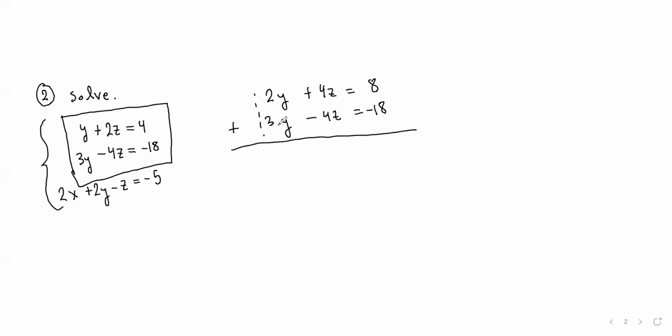And so we just add along the columns, making sure the variables match up. 2y plus 3y is a 5y. 4z minus 4z is a 0. And equals, and 8 minus 18 is a -10. So off to the side, what this really is without the 0 is just 5y equals -10.